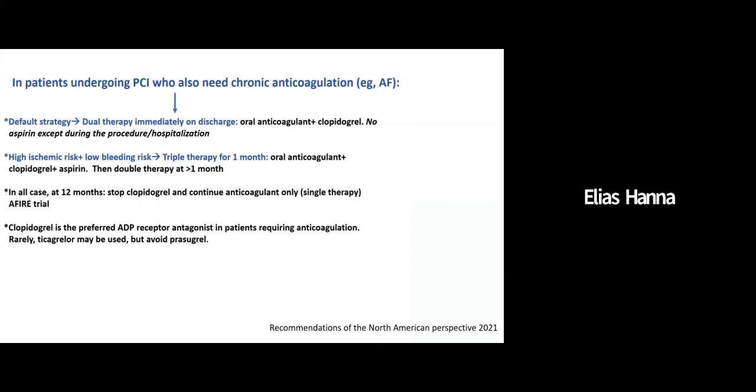Another thing is all those trials mainly included Plavix. All those 5 trials, 4 of them included about 5% of Ticagrelor. No prasugrel, maybe 1% prasugrel. So the idea is when you do triple therapy or double therapy with an anticoagulant, do not use prasugrel 100%. Rarely you can use Ticagrelor, but it's not favored.